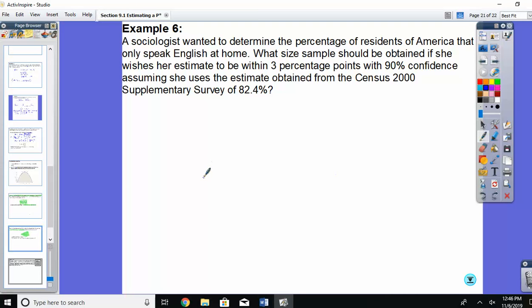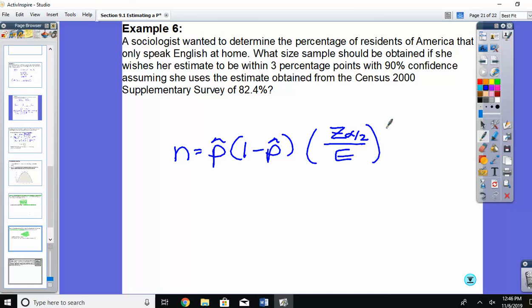So the formula is, excuse me, n equals p hat times 1 minus p hat, times z alpha over 2, divided by e squared. That's the formula we're going to use because I'm trying to find the number of people we need. So my p hat, that is my previous value, which is what? 0.824. Okay.